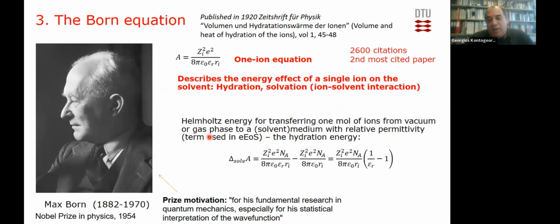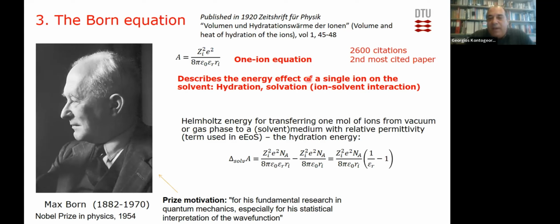Now, the Born equation. The Born equation, for me, is a mystery. It's the second most cited paper of Max Born, it's approaching 3,000 citations. It's a 3-page paper in German, published in 1920. And I have written a couple of years ago a 100-page review of this 3-page paper, which I decided not to submit for publication because I realized I understand so little about the Born equation. And let me explain what I mean by that.